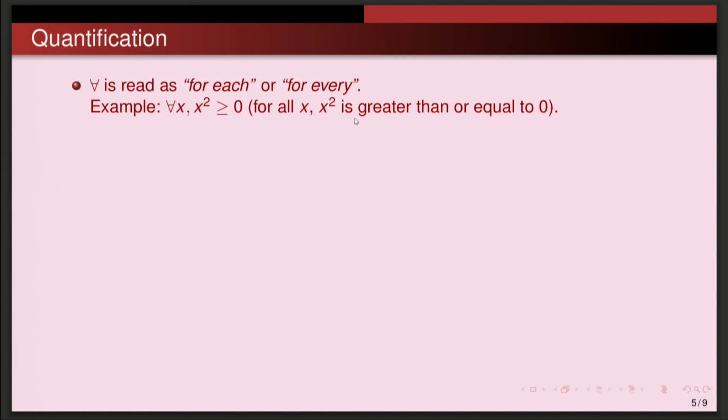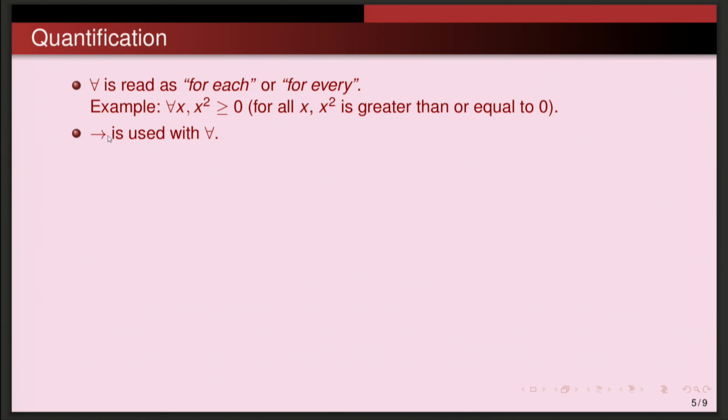The next is, how will we identify a quantification? How do we apply it? For all is the symbol, an inverted A, and it is read as for each or for every. Here is an example: for all x, x squared is greater than or equal to 0.